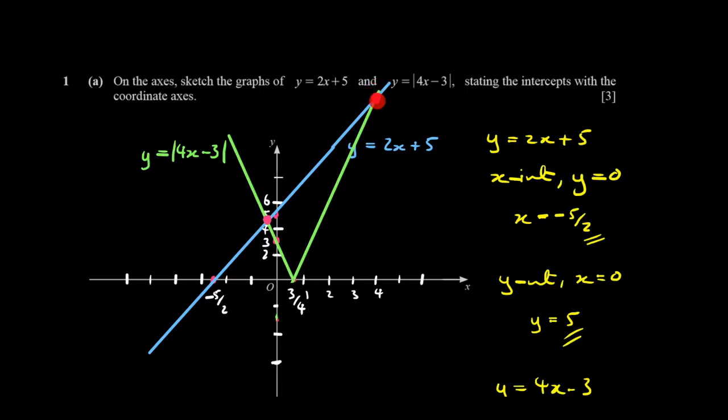This guy is going to be the intersection of the line 2x plus 5, that blue line, with the line 4x minus 3. Now why is that? Well, because remember the line 4x minus 3 was that whole thing. We sketched that first in part A. And when we're above the x-axis, the modulus doesn't actually change the function. So 4x minus 3, if the value is positive, remains the same as 4x minus 3. So this guy is going to be the intersection of 2x plus 5 and 4x minus 3.